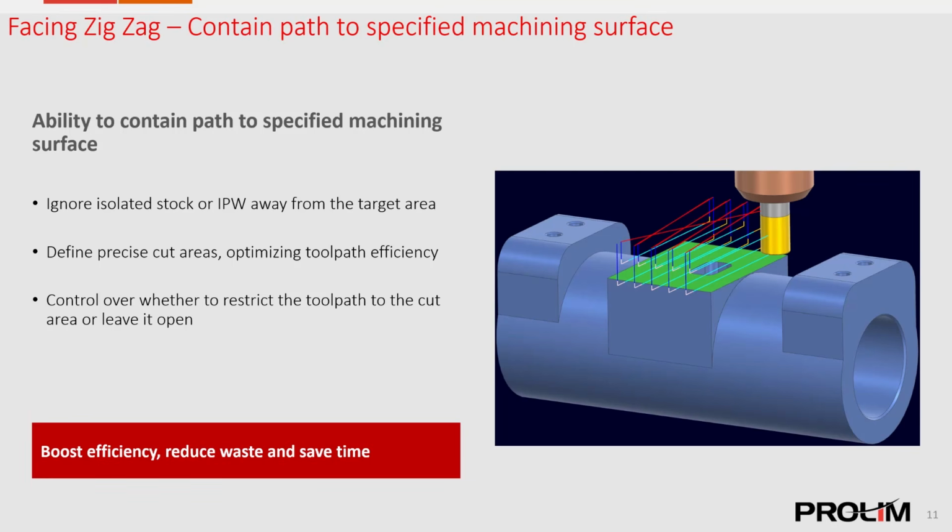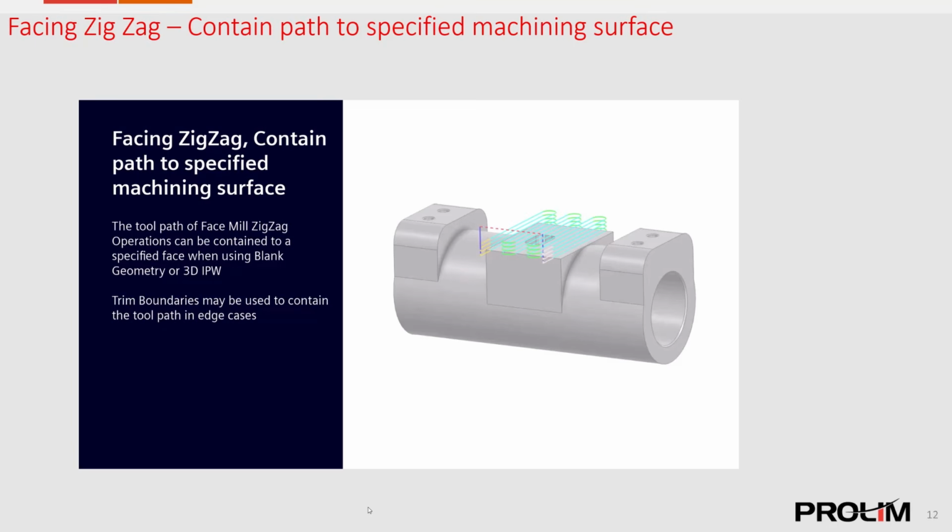That sounds fine at first until you realize that it could include stock far away from the area you're trying to machine. But with this new functionality, you can tell NX to only create toolpaths for material that exists directly above the specified machining surface. Any IPW or blank that's off to the side or disconnected from the machining surface area will be completely ignored. So let's take a look at the video that I have to show you for the facing zigzag.